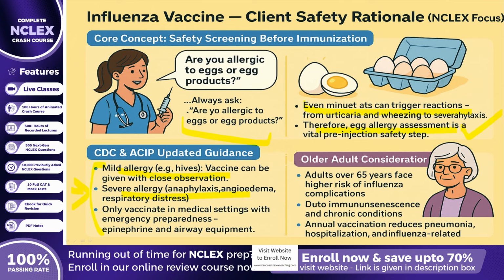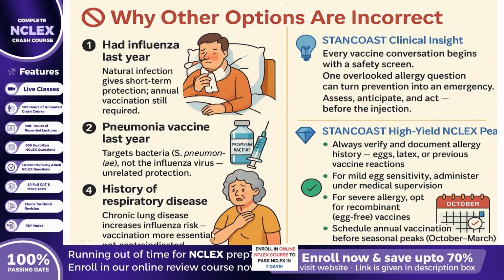alternatives. It is also important to remember that older adults, particularly those above 65 years of age, are at heightened risk for influenza-related complications due to reduced immune responsiveness and chronic comorbidities such as diabetes, cardiovascular disease, and chronic respiratory illnesses. Thus, annual vaccination remains the cornerstone of preventive care, reducing the incidence of pneumonia, hospitalization, and influenza-related mortality in this vulnerable group. Moving on to the reasoning behind why the other options are incorrect.